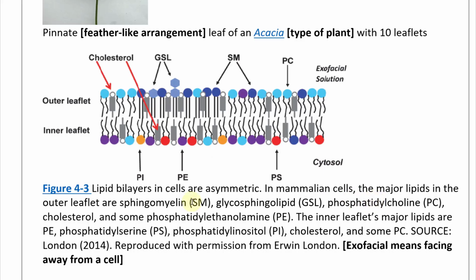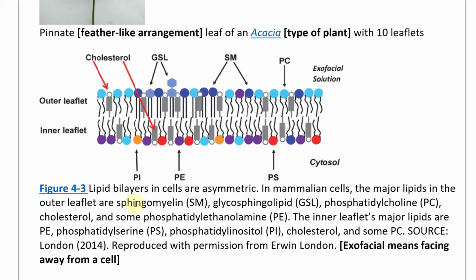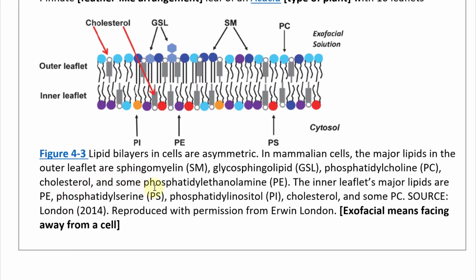In mammalian cells, the major lipids in the outer leaflet are this right here, which I believe is pronounced sphingomyelin, or SM, a type of lipid. And then this one here, glycosphingolipid, GSL. And this other one, phosphatidylcholine, or PC, and it's cholesterol, and then some phosphatidylethanolamine, or PE. So this one is the outer leaflet.